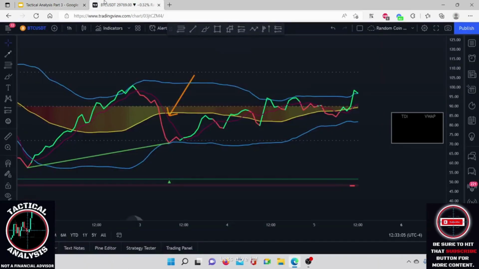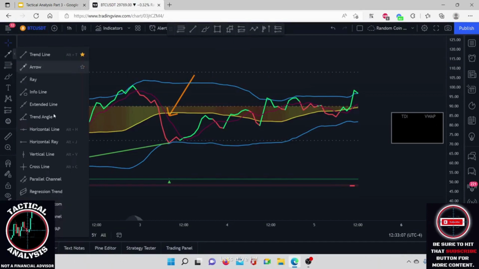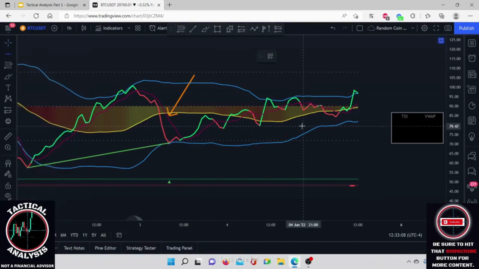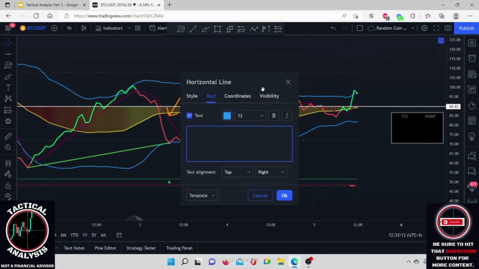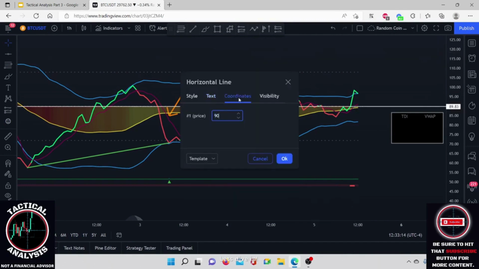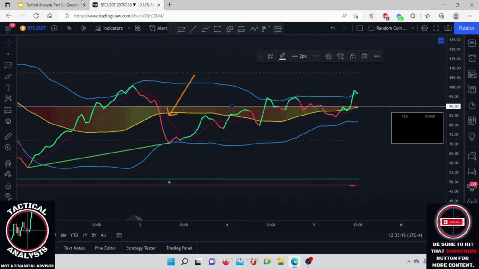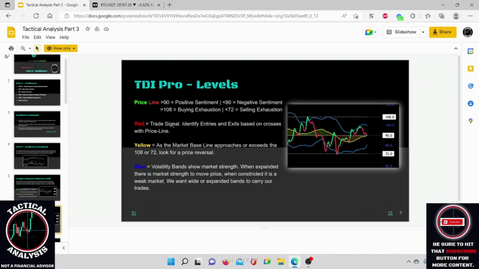So let's go ahead and put that on the chart. Okay, we'll take a horizontal line and just show you exactly where the levels are. Okay, we'll go up into the settings. We'll hit the coordinates. There we go. And we will go to 90. Okay, so here is basically your sentiment line. All right, right at 90. Okay, once again, greater than is positive, less than negative.